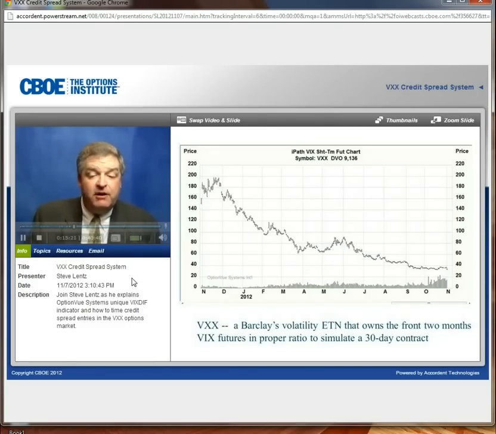It's a Barclays Volatility Exchange Traded Note, ETN, that owns the front 2 months VIX futures in a proper ratio to simulate a 30-day contract. Okay, once again, it's an ETN. It owns the front 2 months VIX futures in proper ratio to simulate a 30-day contract.